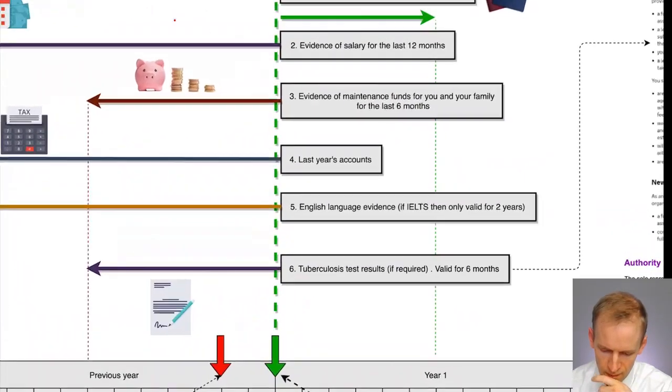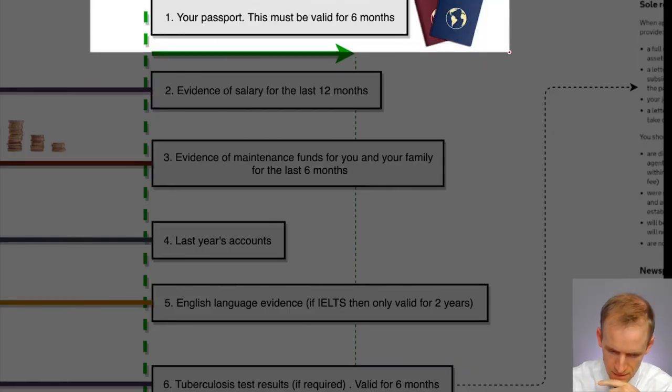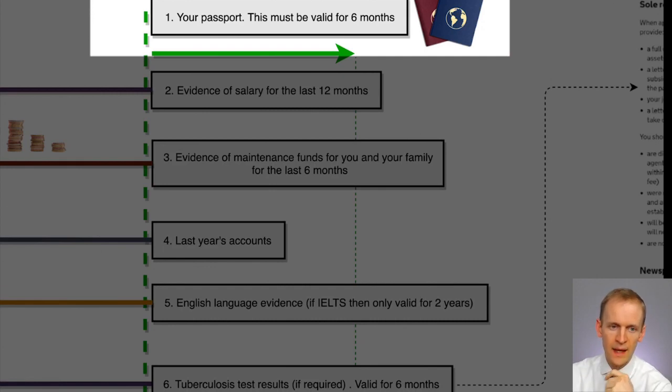So the first one, perhaps most obviously, is your passport, which should be valid for 6 months. That's looking ahead, of course. It should be valid for 6 months at the point that you actually apply.